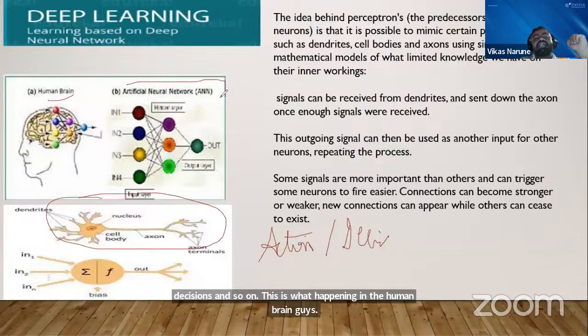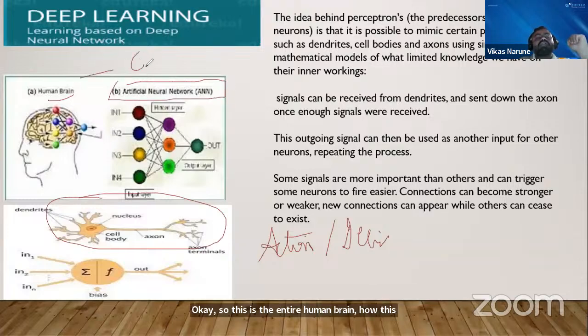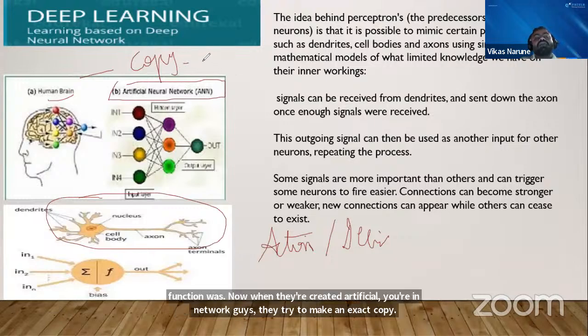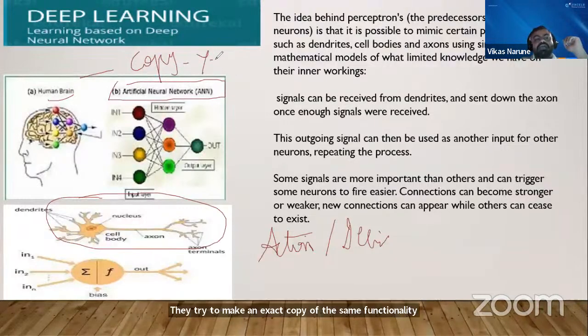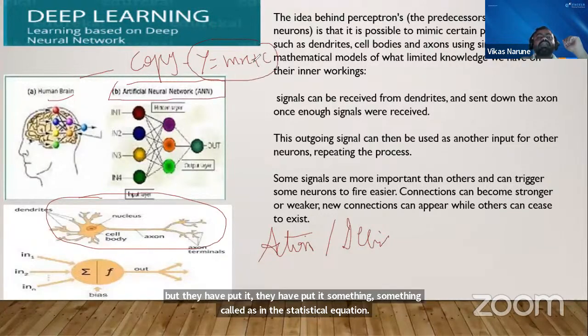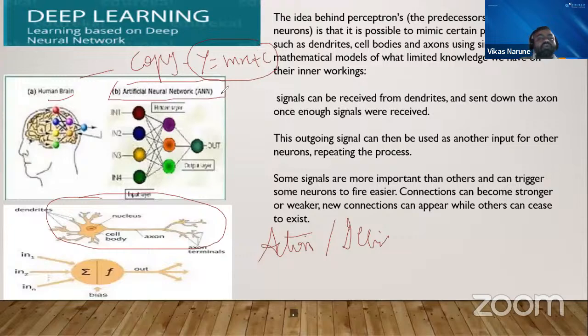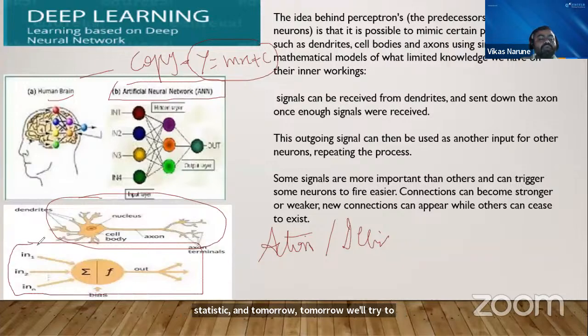Now when they created the artificial neural network, guys, they tried to make an exact copy of the same functionality, but they put it in a statistical equation. They are trying to put the same thing in a statistical equation. And tomorrow we'll try to understand how they try to copy it, and how that has been shown in the bottom part here.